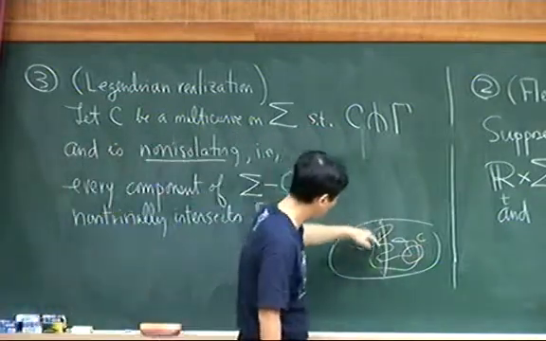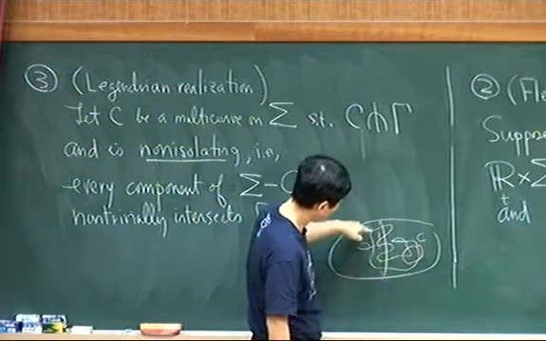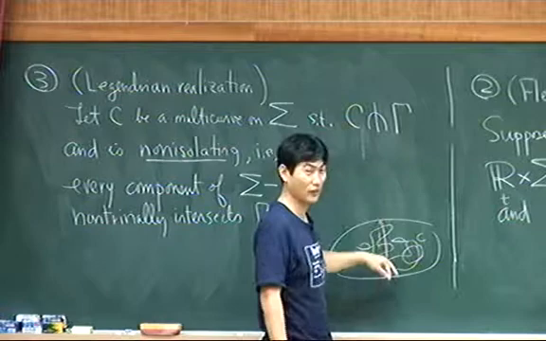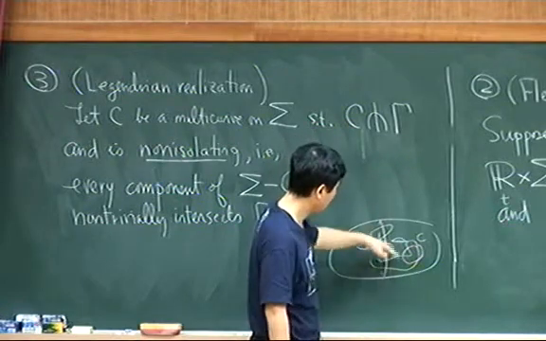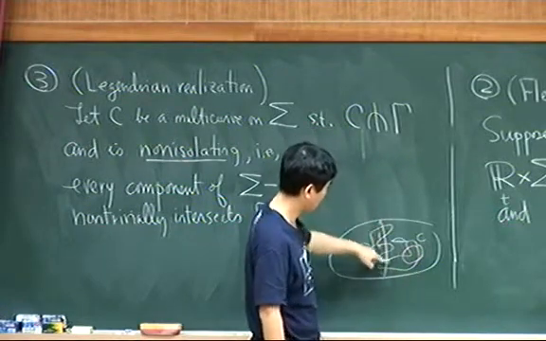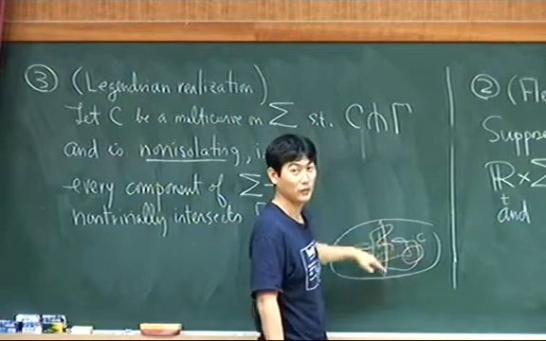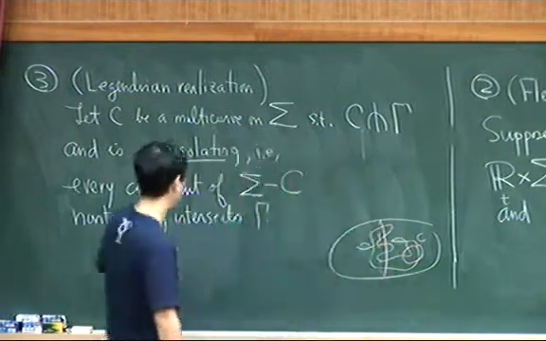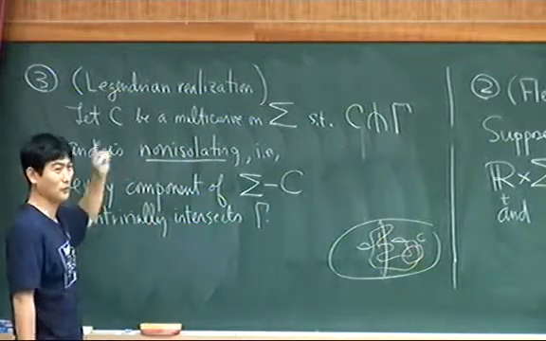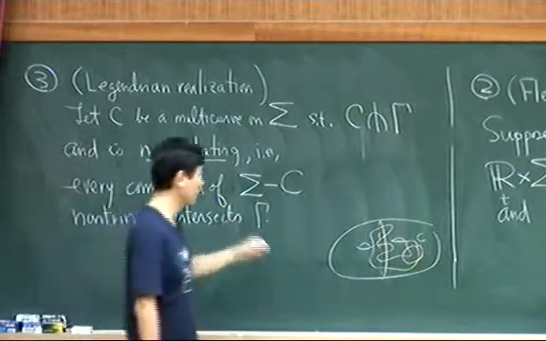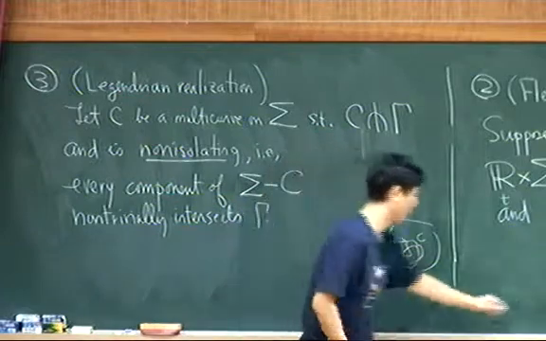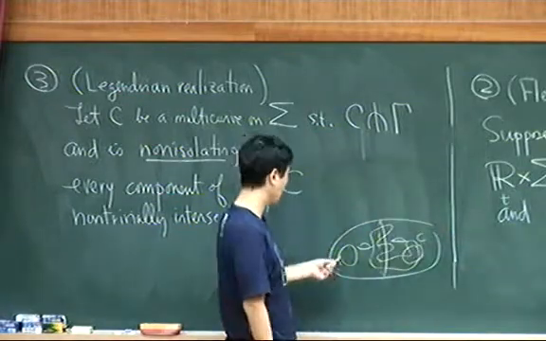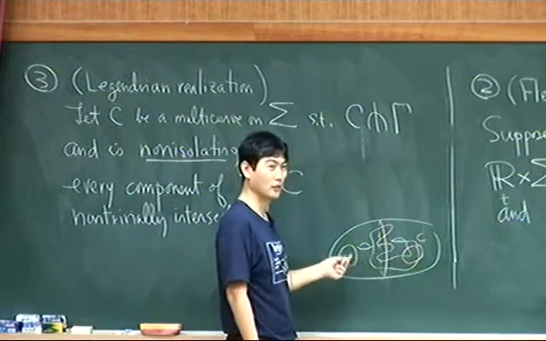So you have your curve C, and it cuts this surface sigma into two pieces, the outside and the inside, right? And on the inside, it has certain pieces of red, and on the outside, it also intersects the red, so it satisfies this non-isolating condition. Okay. So isolating means, for example, if you have a piece that looks like this, there's no red inside. So this is isolating.